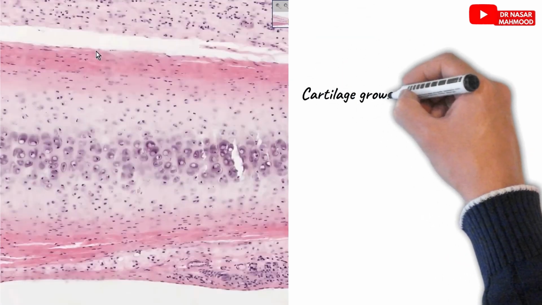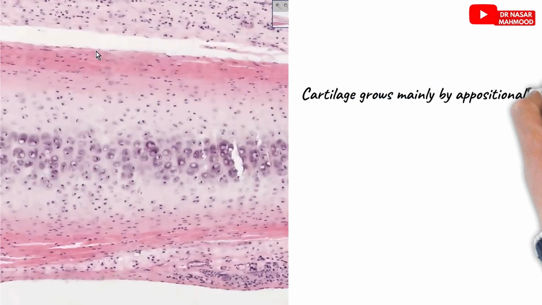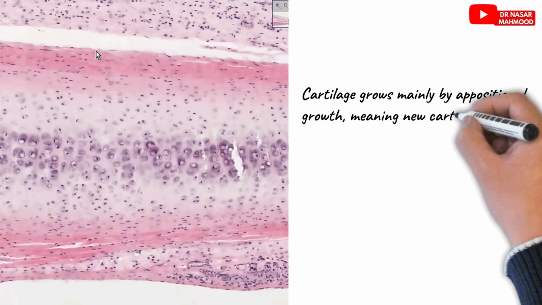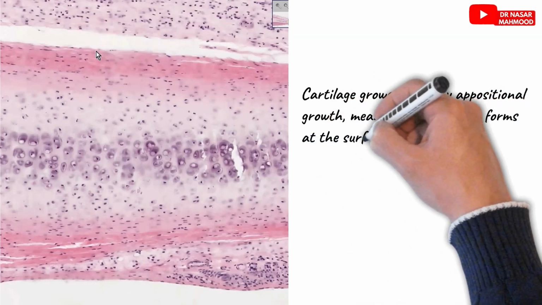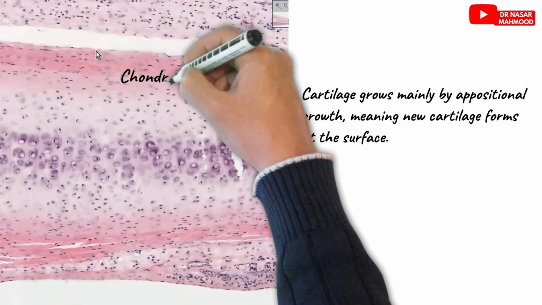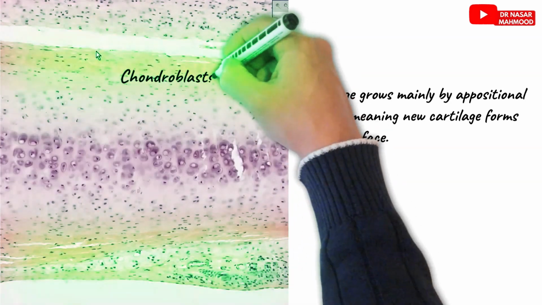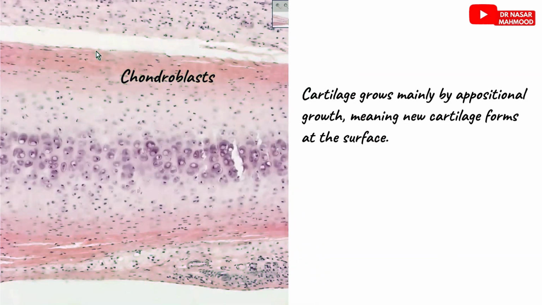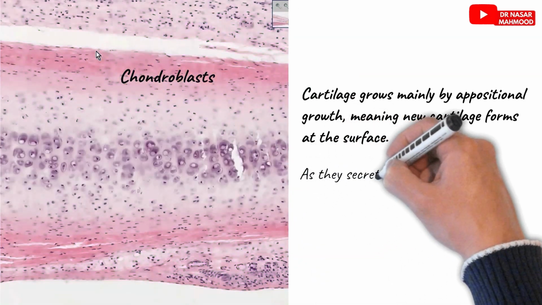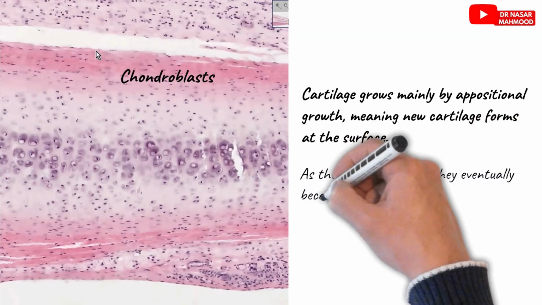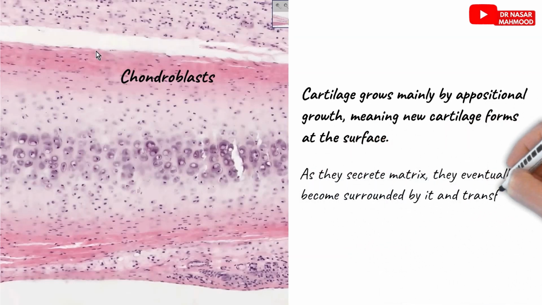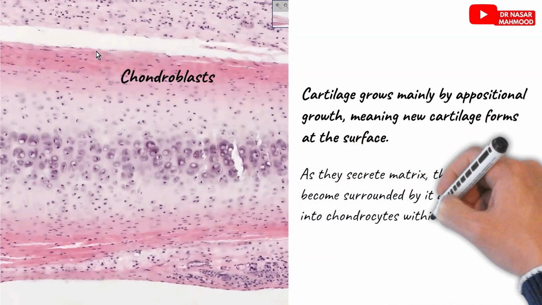Cartilage grows mainly by appositional growth, meaning new cartilage forms at the surface. At the edges of the cartilage, you may see cells called chondroblasts. These cells are responsible for producing the cartilage matrix. As they secrete the matrix, they eventually become surrounded by and transform into chondrocytes within the lacunae.